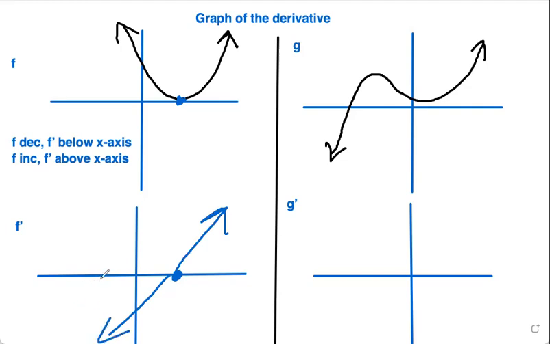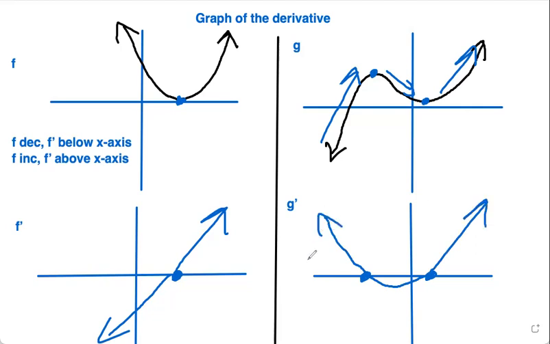That's just one example. For g and g prime, again, where do we have a max or a min? So we have a max here, which means the derivative is 0, because to go from increasing to decreasing, to go from positive to negative, you had to cross 0 on the derivative. And then right here, it looks like we have a min, which would translate over here. So we're going from increasing, decreasing, increasing. So that's above, below, above.